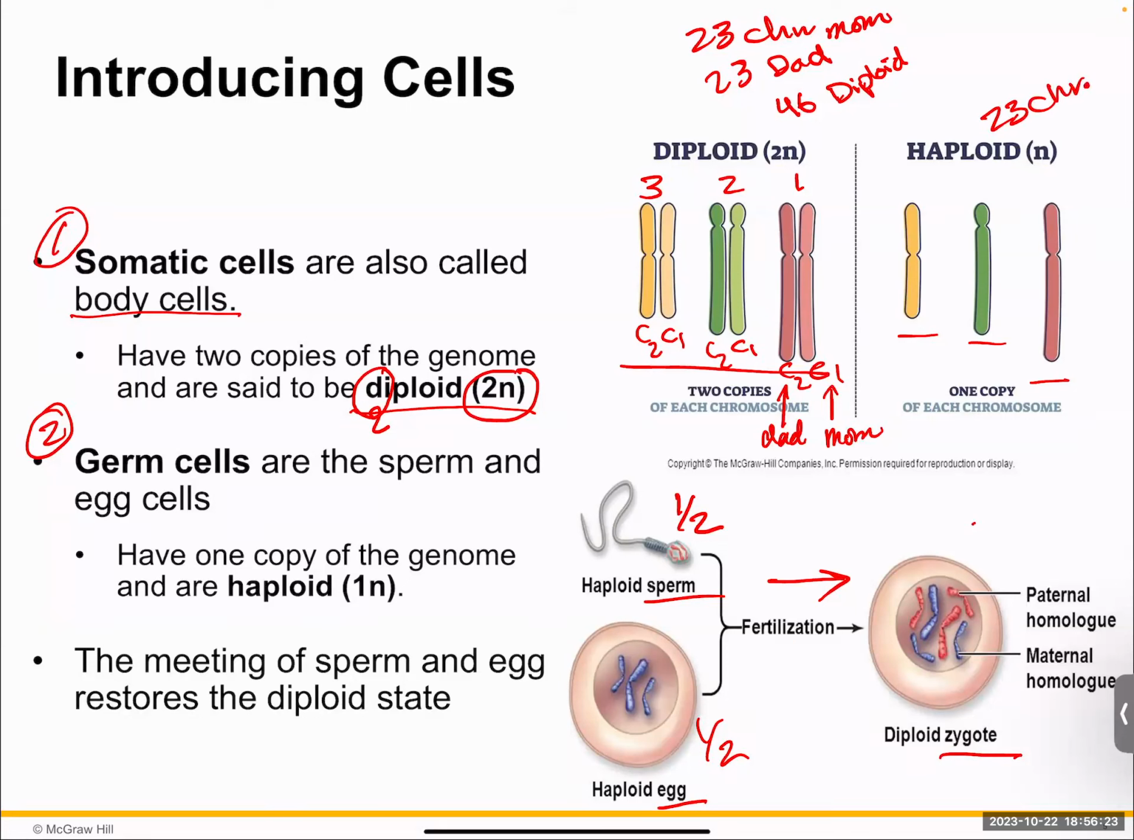And again, this is identified as N or 1N. Right here is the same concept. So this sperm provides 23 chromosomes, egg provides 23 chromosomes, and at the end you end up with a 46 chromosome zygote, which is a diploid.